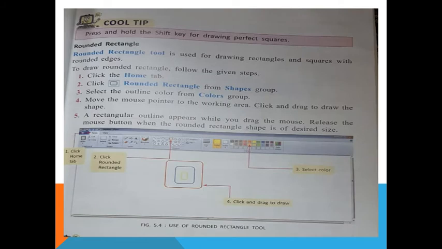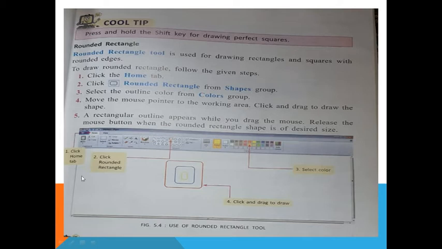Now come to this: press and hold the shift key for drawing a perfect square. If you want any shape, then please hold the shift key for a time when you are drawing. During that time you should hold the shift key, so it comes out exact and beautiful.